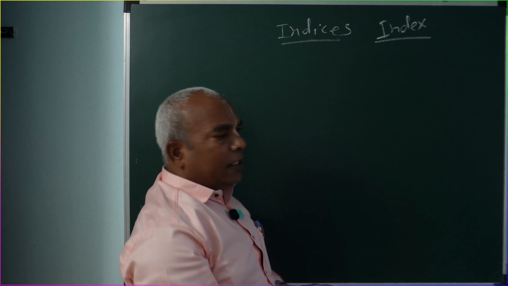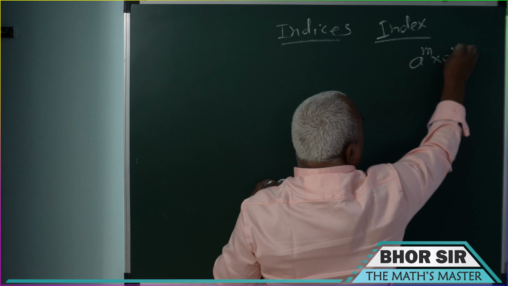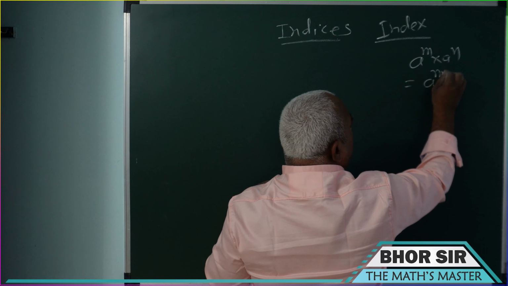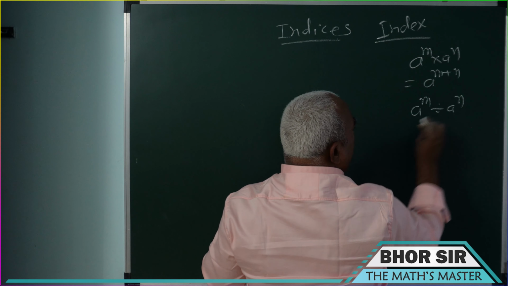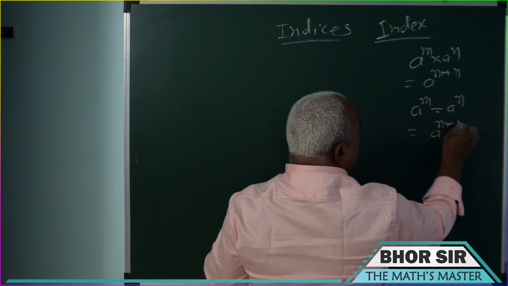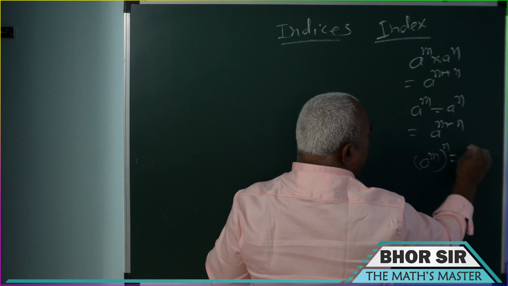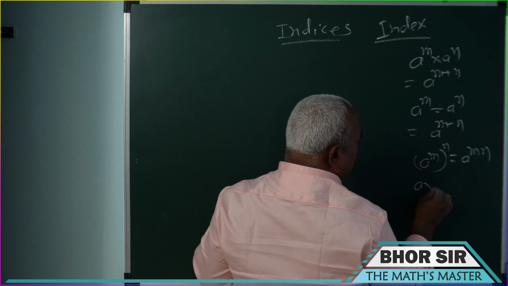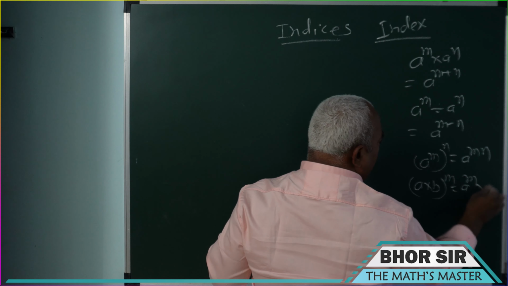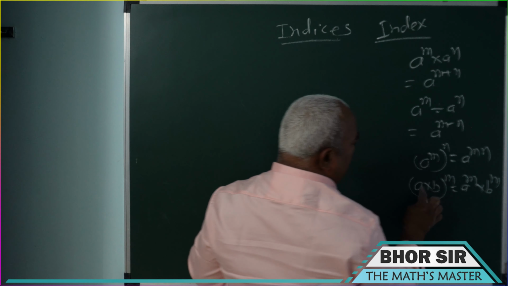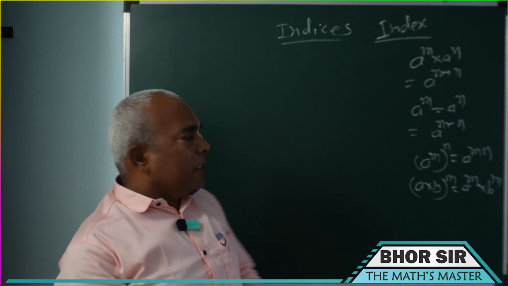See here. Means 3 rules finished. What are they? a^m into a^n is equal to a raised to m plus n. a^m divided by a^n, answer coming a^(m minus n). (a^m) raised to n, answer becomes a^(mn). (a into b) raised to m is equal to a^m into b^m. Okay. See now the next rule.